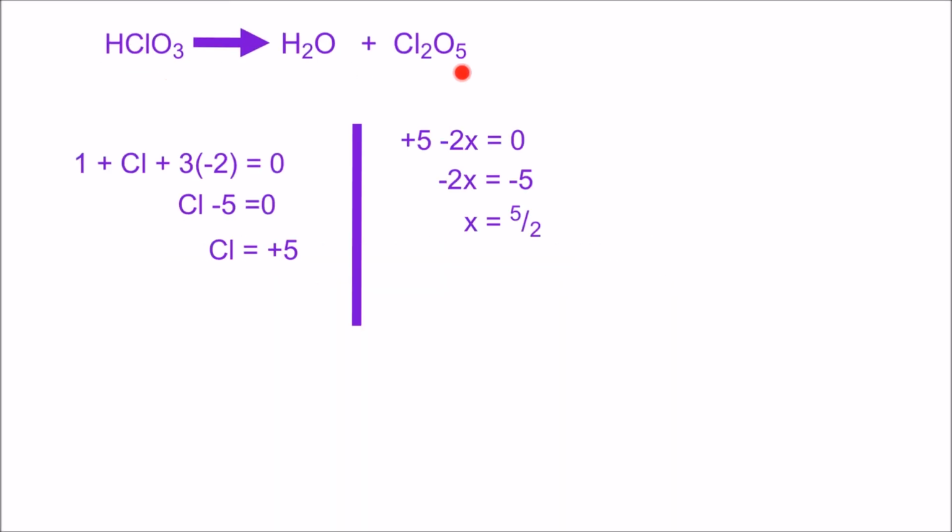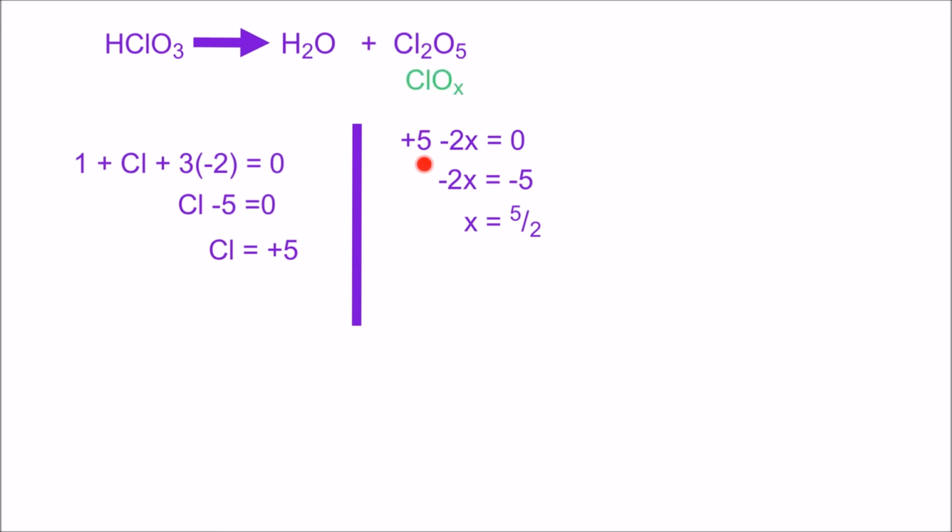Alright, here's what I've come up with. Of course you're going to get water, and then here's the nonmetallic oxide. Again, you could not count the oxygens to figure this out. We need the oxidation state for chlorine, so we go through the math and find out that it's +5. Now we need to know how many oxygens we're going to make.